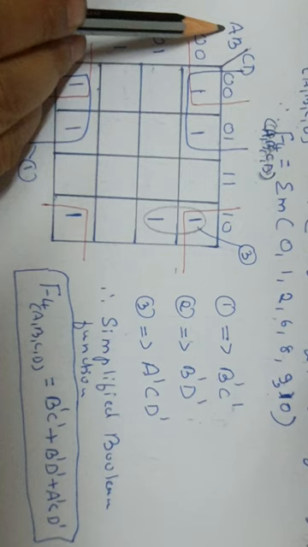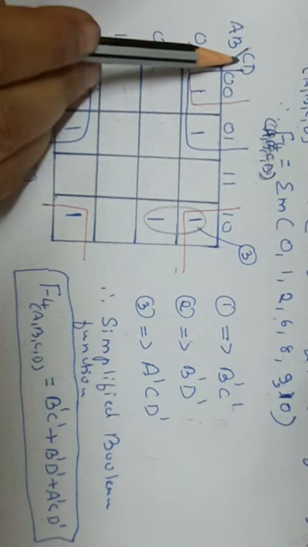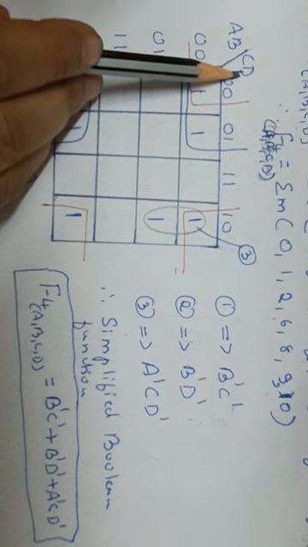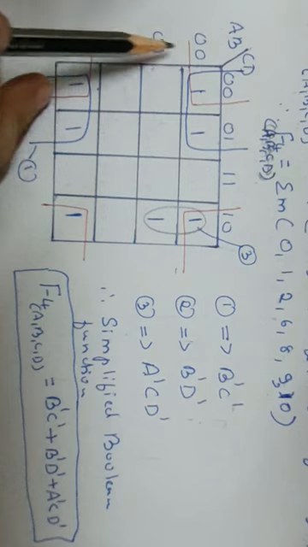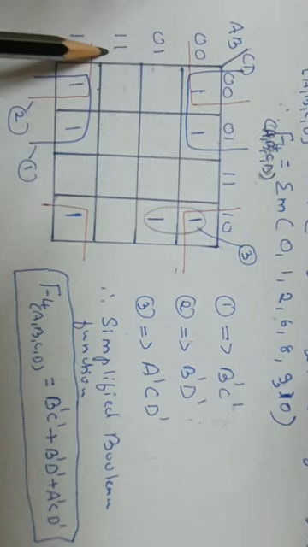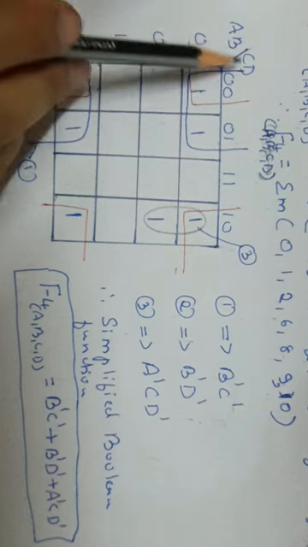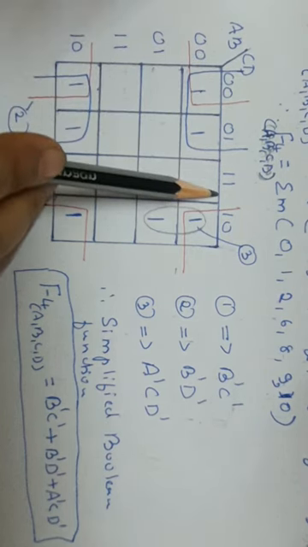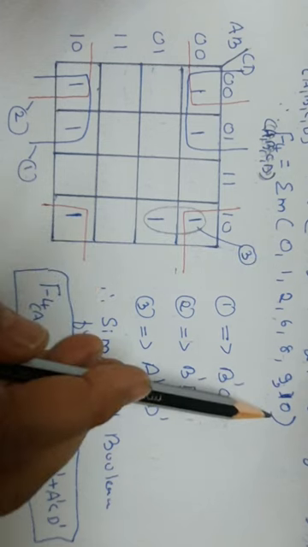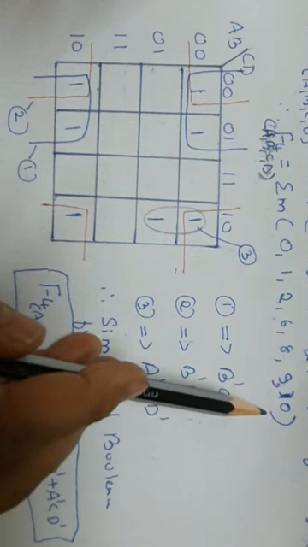Here AB, two variables, are written on one side, and CD, two variables, are written on the other. There are four combinations for AB: 00, 01, 10, 11. For CD also: 00, 01, 10, 11. And what minterms are obtained here from the given expression?